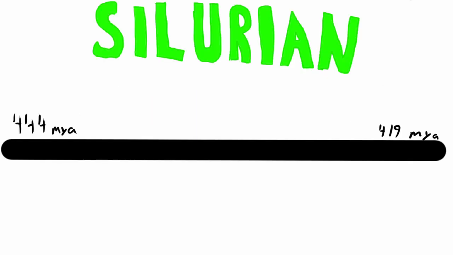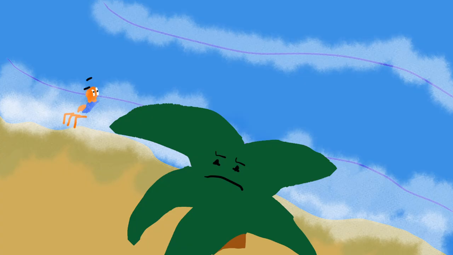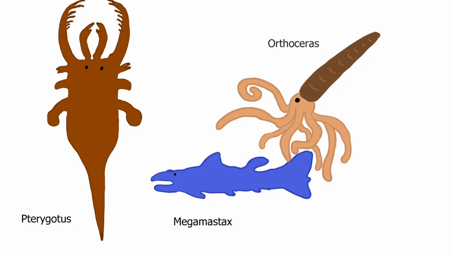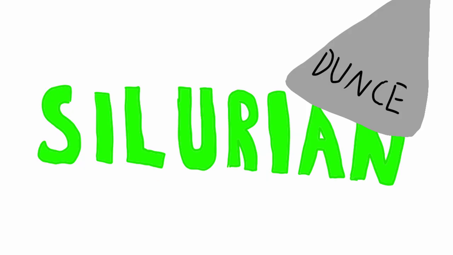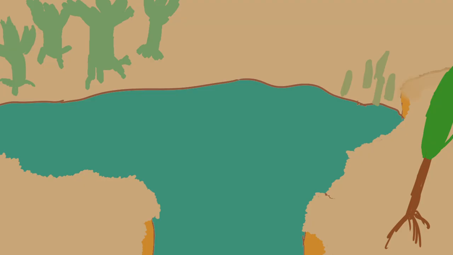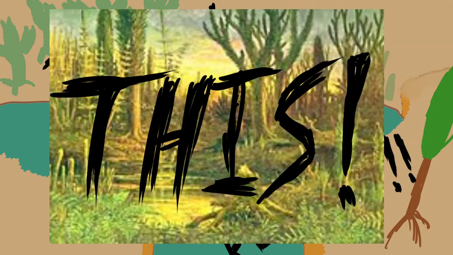During the Silurian period, some animals began to experiment with the land, but other than that, this period's pretty boring. We hate the Silurian period. It's really stupid. During the Devonian period, plant life began to take hold and forests spread across the continents.